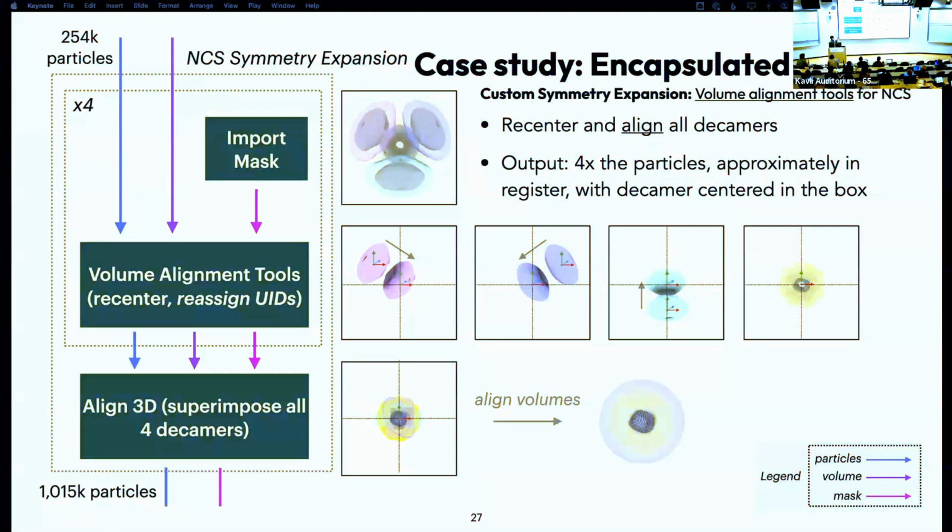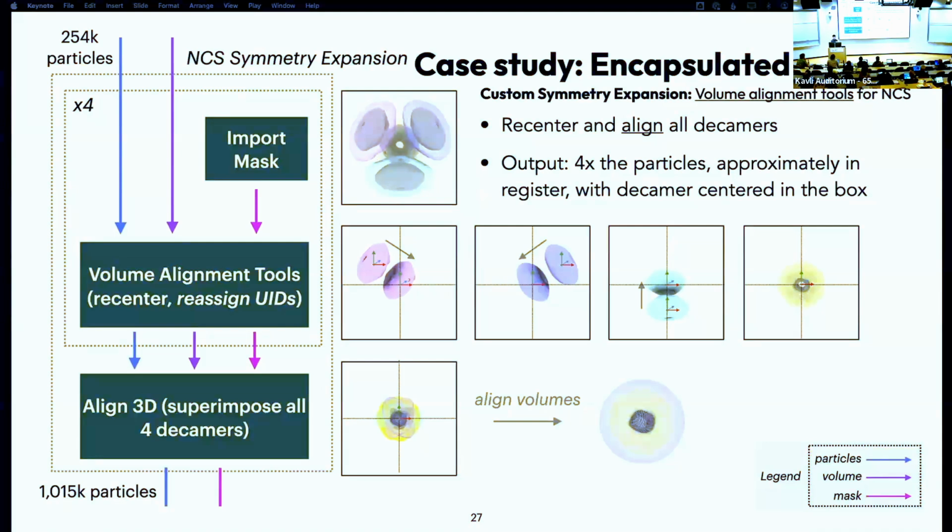By virtue of the fact that I ran 4 volume alignment tools jobs in parallel, that was the actual step that converted a set of 250,000 particles, each image containing 4 encapsulated ferritin, to a set of 1 million particles, each image containing just 1 decamer, or 1 encapsulated ferritin molecule. One detail to note about this step is that in the volume alignment tools job, to tell CryoSPARC to consider these images as separate observations, I needed to activate the parameter called reassign UIDs.